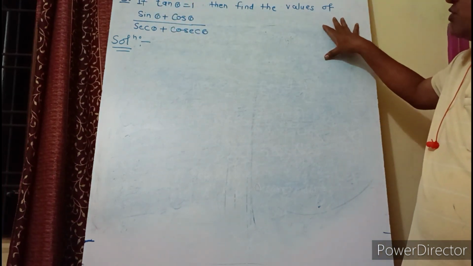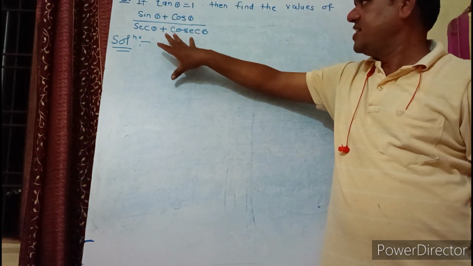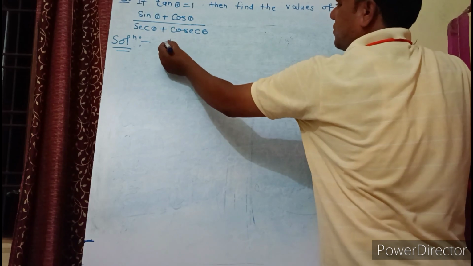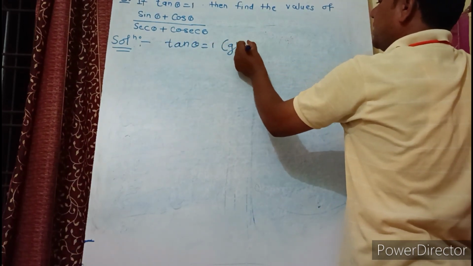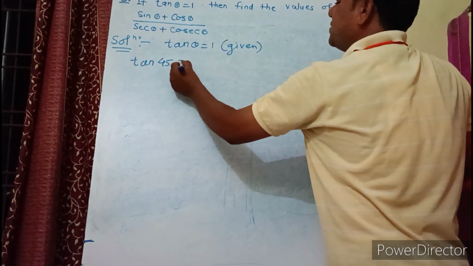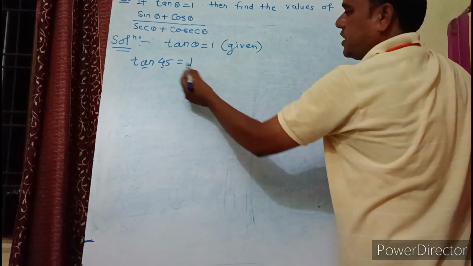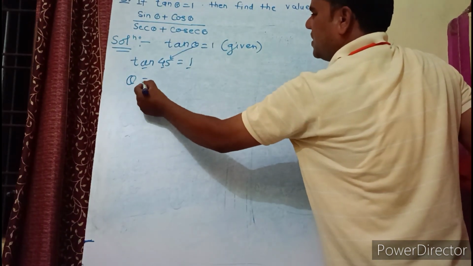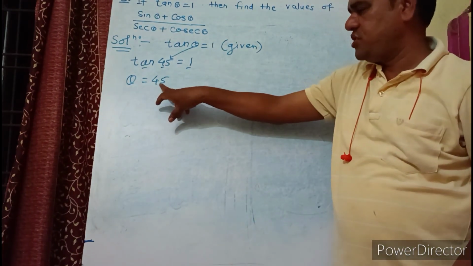Now coming to the next question, that is question number 5: if tan theta is equal to 1, then find the value of sin theta plus cos theta divided by sec theta plus cosec theta. Here the provided value is tan theta is equal to 1. You know that tan 45 is equal to 1, therefore the value of theta is equal to 45.